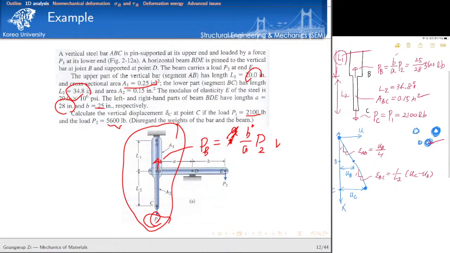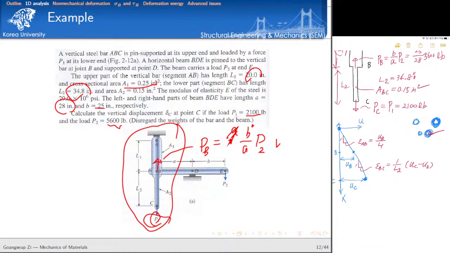So can you calculate the stress? Yes, the calculation of stress is really straightforward. Stress in AB segment is what? So in this problem, where is the elastic modulus? Here, the elastic modulus is given. The elastic modulus of the steel is 29.0 times 10 to the power 6 psi. The numeric value is given here, so that's why I don't want to write it here.